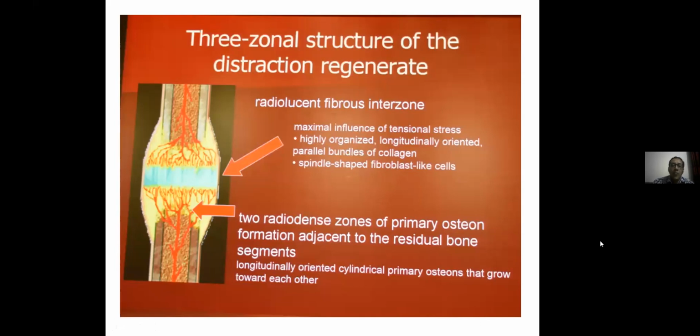Here is the histology of distraction osteogenesis. In this theory, there is a 3-zonal structure of the distraction regenerate. Here are the 3 zones: the radiolucent fibrous interzone, with maximal influence of tensional stress, highly organized, longitudinally oriented, parallel bundles of collagen. Here, spindle-shaped fibroblast-like cells are seen. In this region, 2 radio-opaque zones of primary osteon formation adjacent to the residual bone fragment, longitudinally oriented cylindrical primary osteons that grow toward each other.